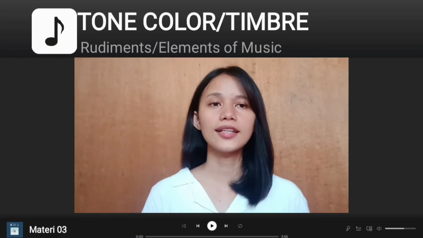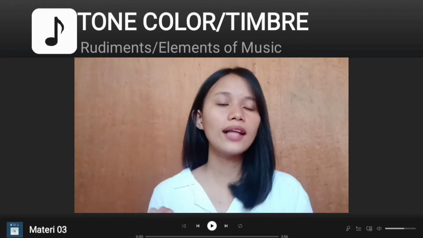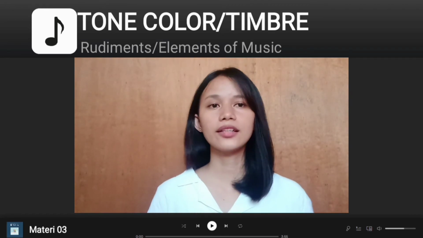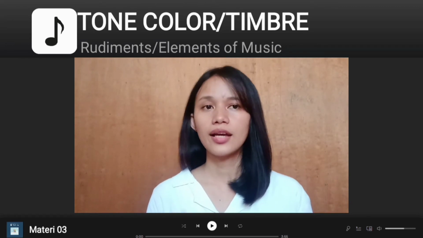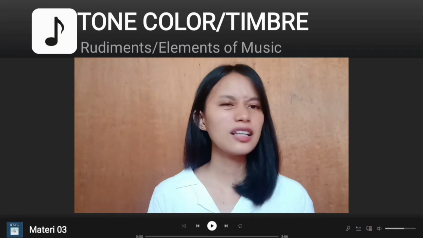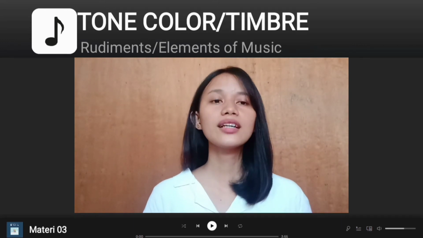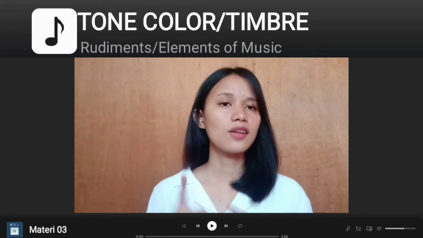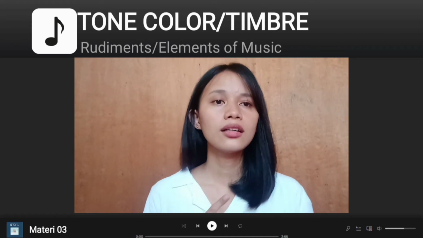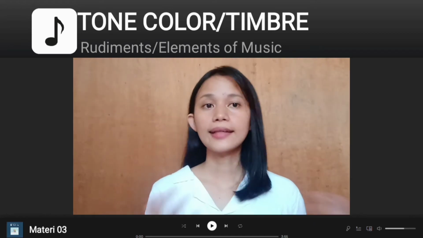By definition, we can say na ang tone color o ang timbre ay ang tunog or the quality of sound na maririnig natin na pinoproduce ng isang musical instrument or ng voice. And by that, we can distinguish kung anong instrument yun or voice, and we can describe it. Pwede nating i-describe na it's colorful, it's airy, it's fun, it's loud.